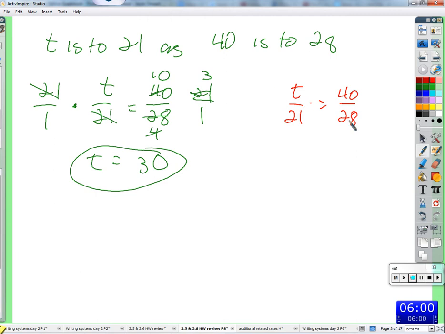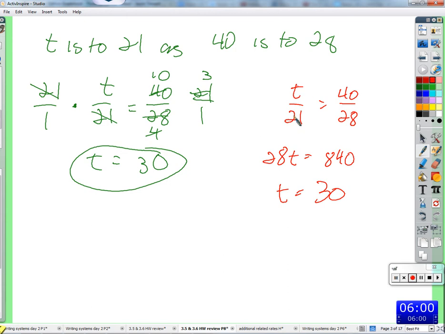Okay, so cross multiplication would look like this. 28 times t equals 21 times 40. Remember, 21 times 40 is 840. 840, thank you very much. Who's that? If you're still helping me out. That was good. And then divide by 28, and t, obviously, is 30.